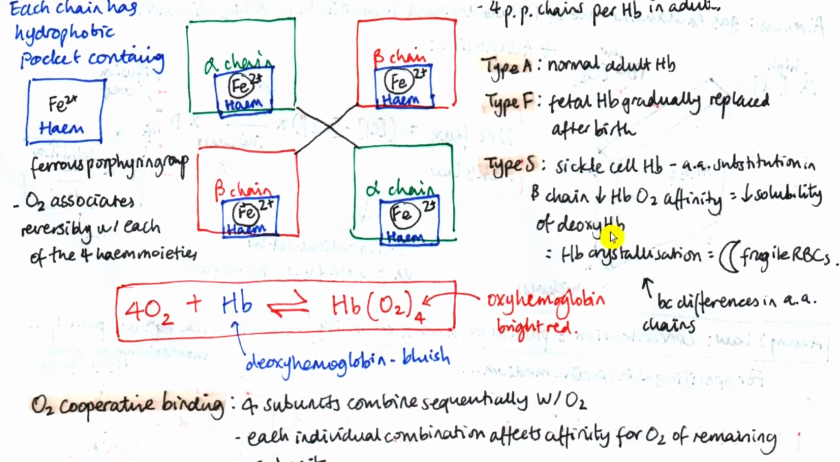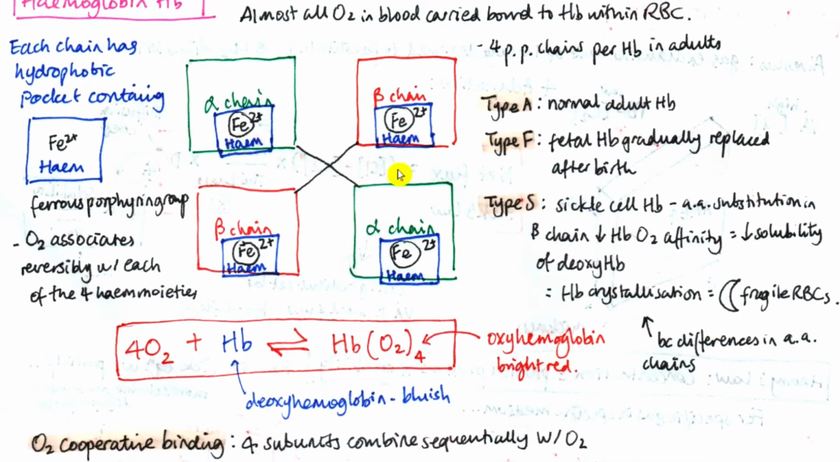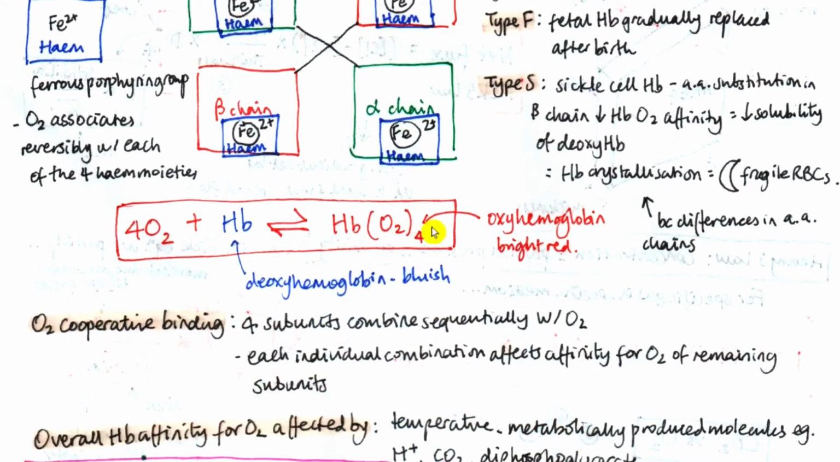Type S haemoglobin is not normal. It's sickle cell haemoglobin, and it's a genetic disease caused by an amino acid substitution. It's a valine substitution for glutamic acid, and the beta chain has decreased haemoglobin oxygen affinity, and that decreases the solubility of deoxyhaemoglobin. It's not bound to oxygen. The haemoglobin molecule is less soluble, and that causes the molecules to crystallize, and it causes the red blood cells which contain this crystallized haemoglobin to stretch out into a sickle or moon-like shape, and it causes the red blood cells to be very fragile, so people get anaemic.